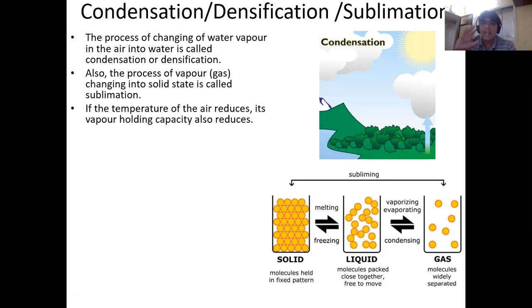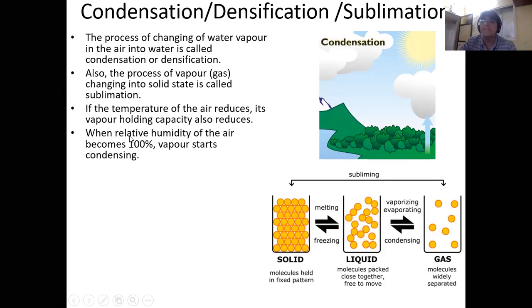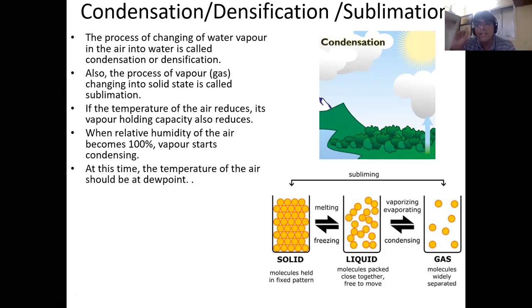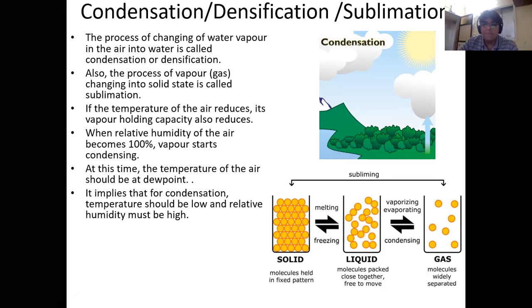If the temperature of the air reduces, its vapor holding capacity reduces. We have seen that. When the relative humidity of the air becomes 100%, vapor starts condensing. At this time, the temperature of the air should be at dew point. What is a dew? Droplets will be formed. It implies that for condensation, temperature should be low and relative humidity should be high.